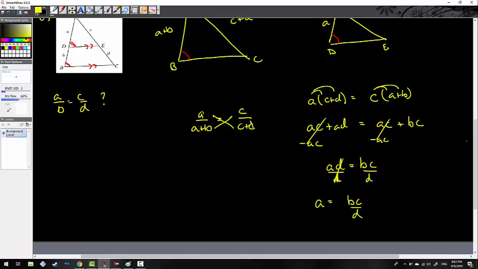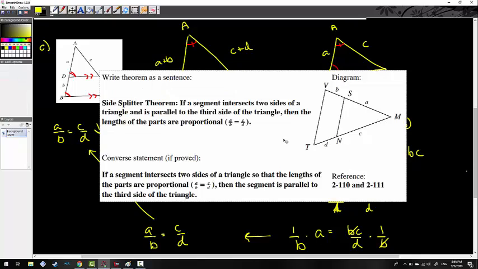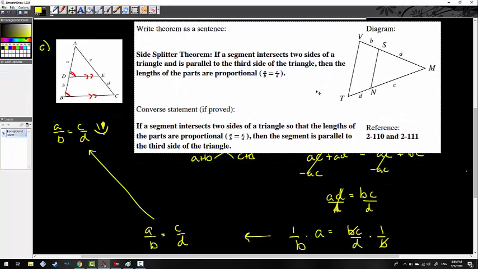Now, dividing by B is the same thing as multiplying by 1 over B, so I can do that to both sides. Goodbye to the B's on the right. I end up with, and I apologize for the circular motion of the problem here, A over B equaling C over D, and boom. Somehow this ends up becoming like that. And that is where the side-splitter theorem, bam, that's where that comes from.